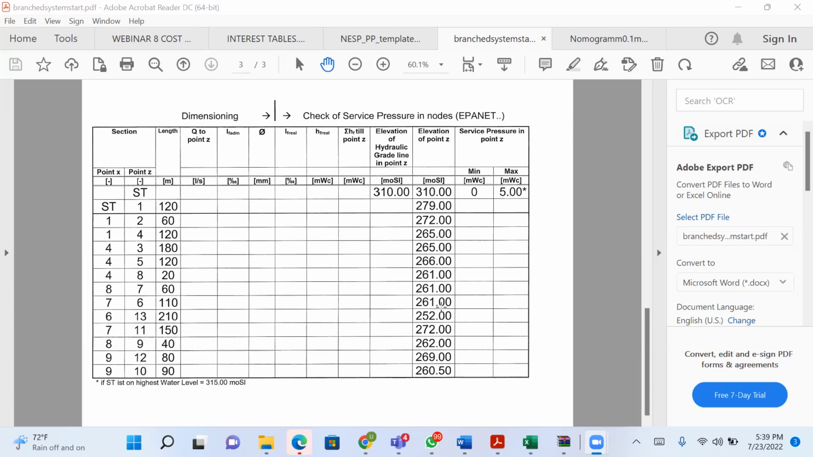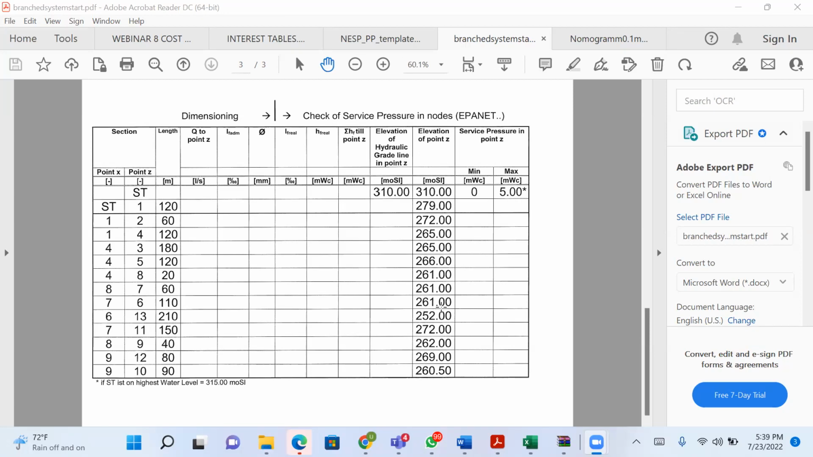So 261 minus 252 will give me 9. Then 9 divided by 210 is giving me 0.042. I multiply by 10 due to my chart. If you are using any chart other than this chart, read through the rules and laws of the chart, how to use the chart, right? So the slope in this case is 0.4 per mil.